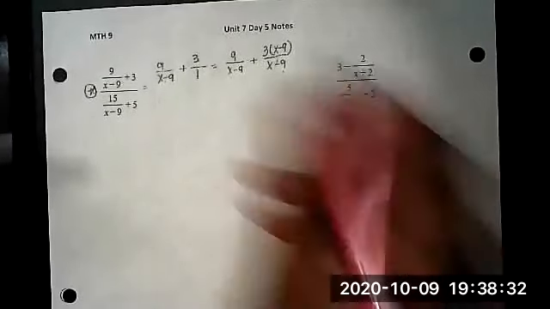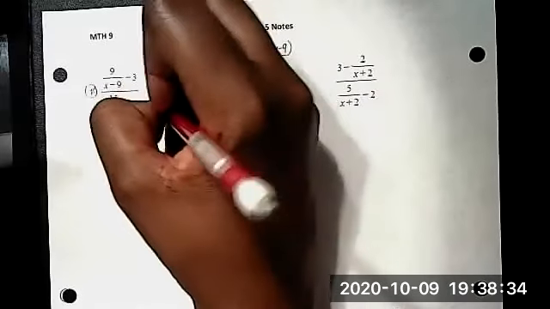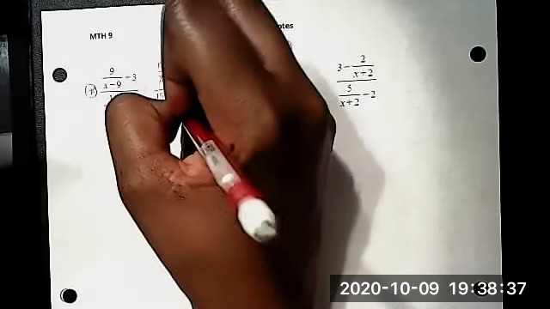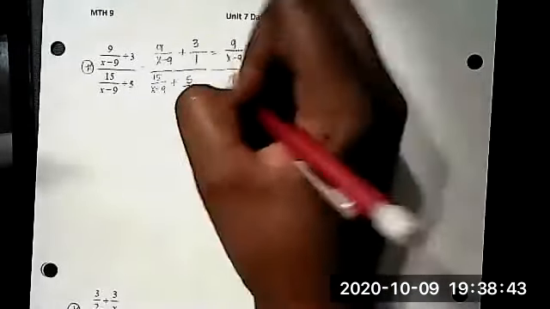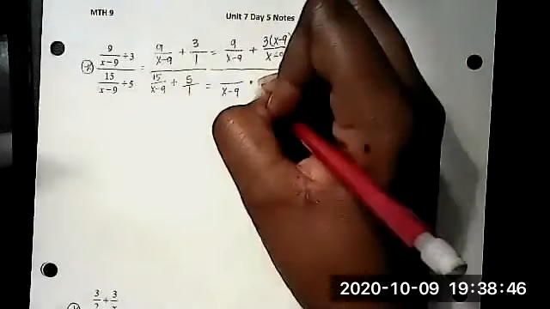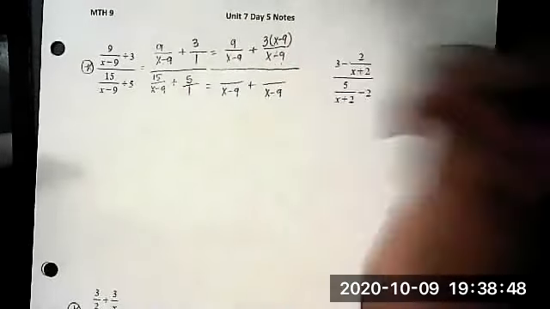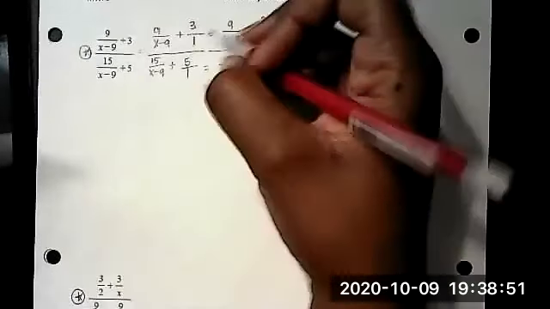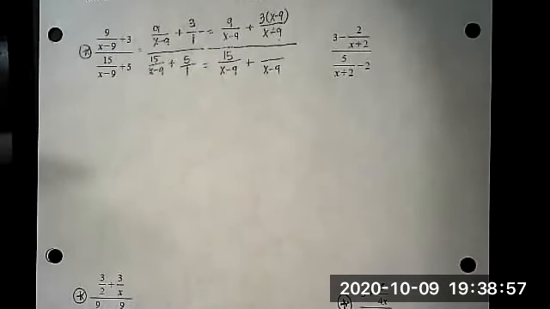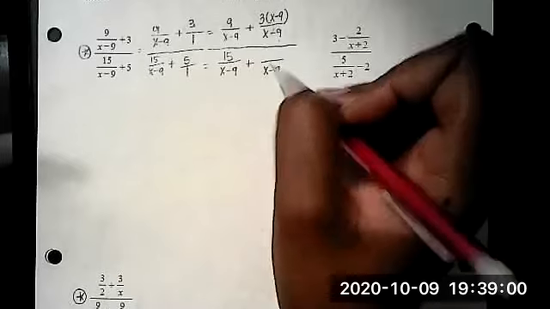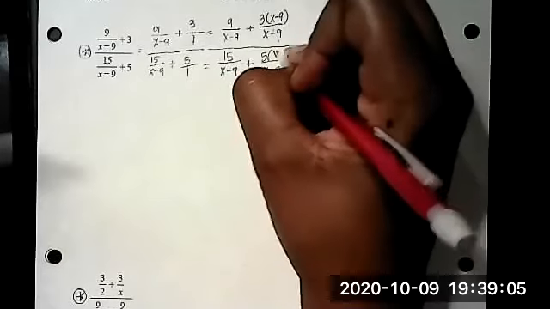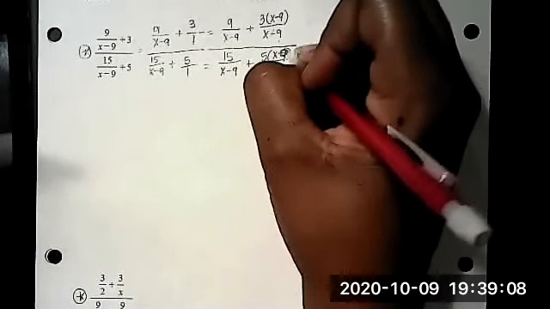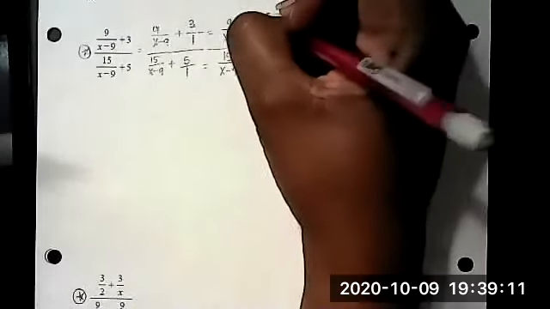Let's do the same thing at the bottom. It's going to be 15 over x minus 9 plus 5 over 1. If I make the common denominator x minus 9, then this would stay the same at the top, because it didn't change. But here, instead of 1, it became x minus 9. So this becomes 5 times x minus 9. Let's distribute that.